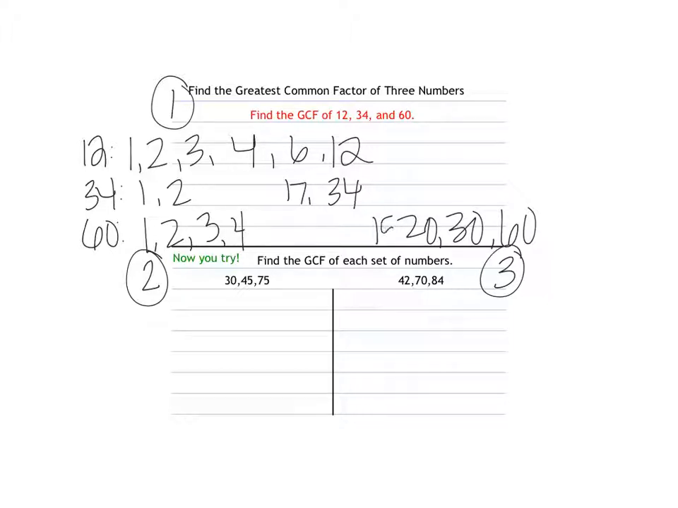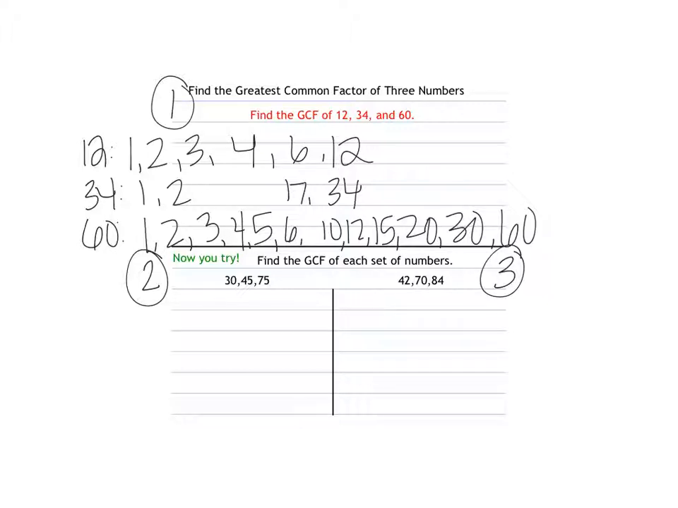4 times 15 is 60. 5 and 12. 6 and 10. Not 7, not 8, not 9. So therefore, then I'm done. Holy moly, that's a lot of factors.